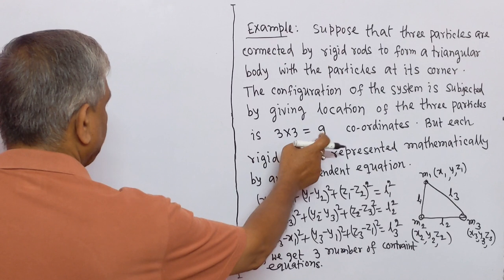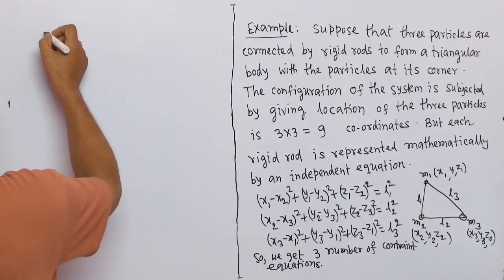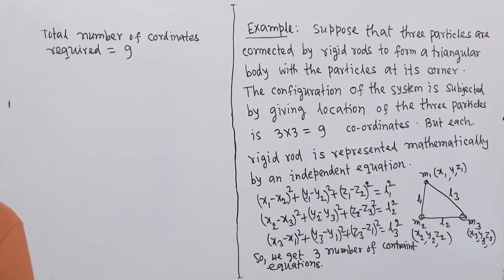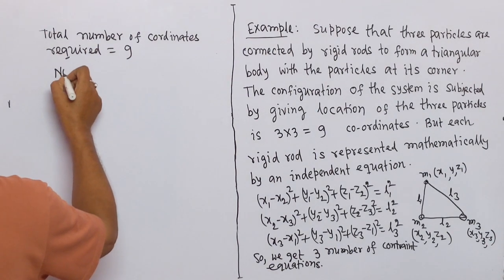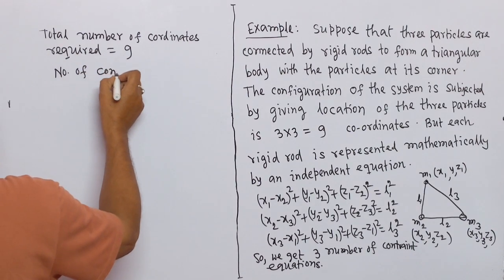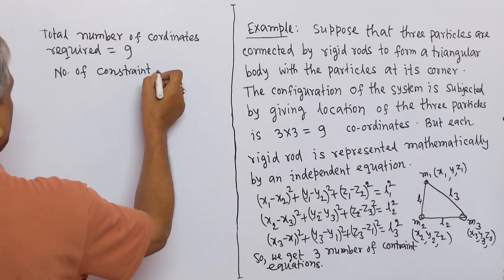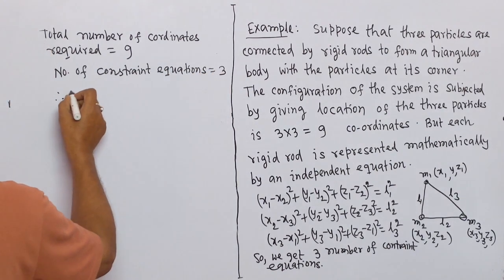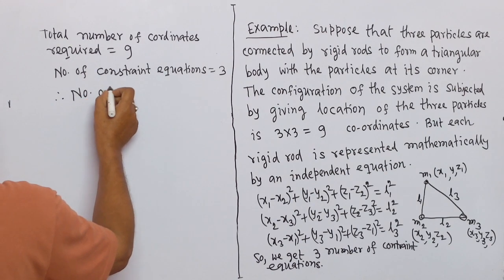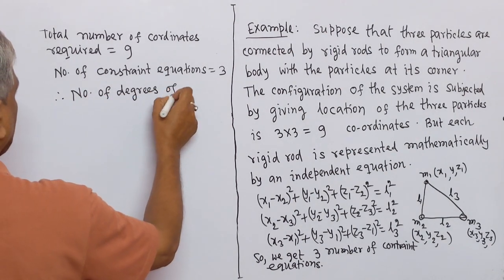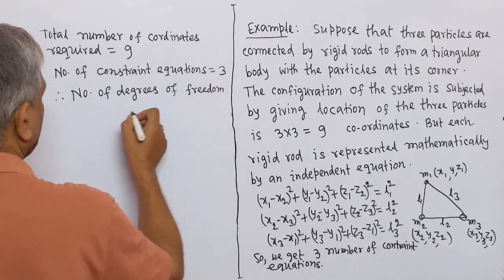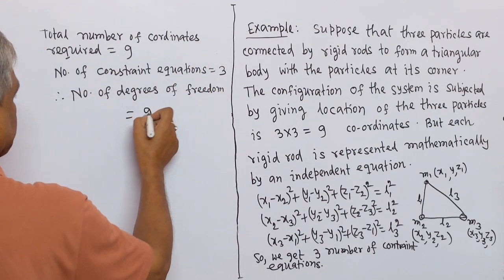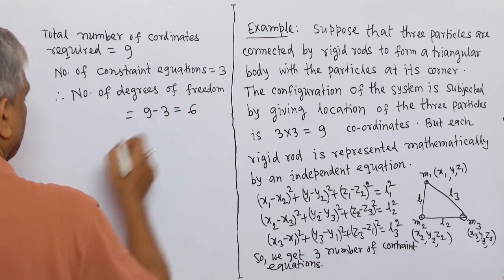Since the total number of coordinates required is equal to 9, and the number of constraint equations is equal to 3, therefore the number of degrees of freedom is equal to the total number of coordinates minus the number of constraint equations, which means 6.